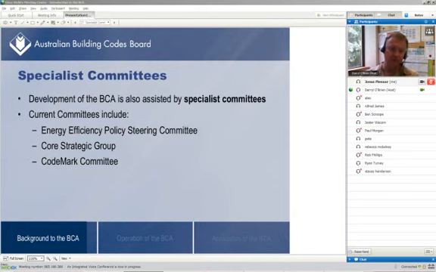Okay, so in addition to that, development is assisted by specialist committees. These include Energy Efficiency Policy Steering Committees, Core Strategic Group, Code Mark Committee, and you may want to have a look at Code Mark in answering your assignment, or some of your assignment questions, because it may be of assistance there. So just have a look at what Code Mark is all about.